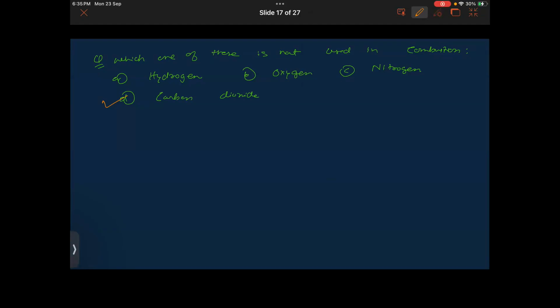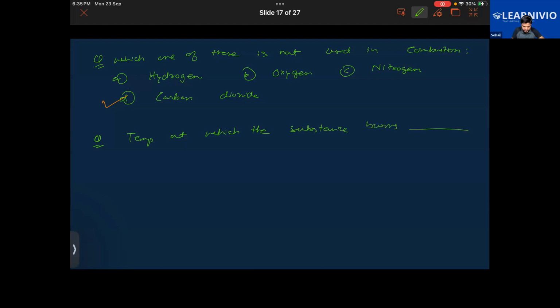Next question: the temperature at which a substance burns, what do we call that? Ignition temperature. Very good. How do we define ignition temperature?